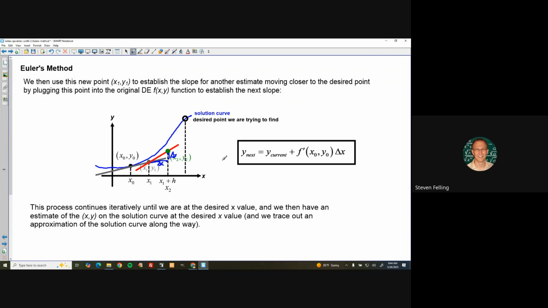So the formula that makes that happen is that the next y value is computed by taking the current y value that you're on and adding the change in y, which is your chosen change in x times the tangent line slope evaluated at the current point. That delta y gets added onto the current y. And that's it. You just keep going until you get to wherever you want to go. So let's say this point starts at 1, 4, and you want to know the y value when x is 2. You would keep doing this until x became 2, and then you'd have an approximation for what the y value is on the solution curve at that point.